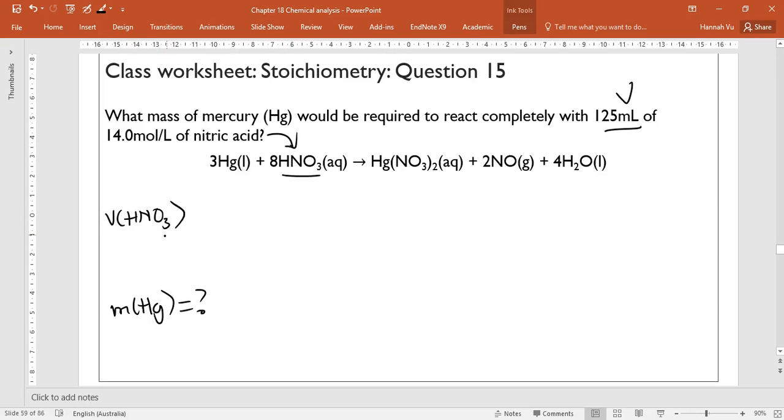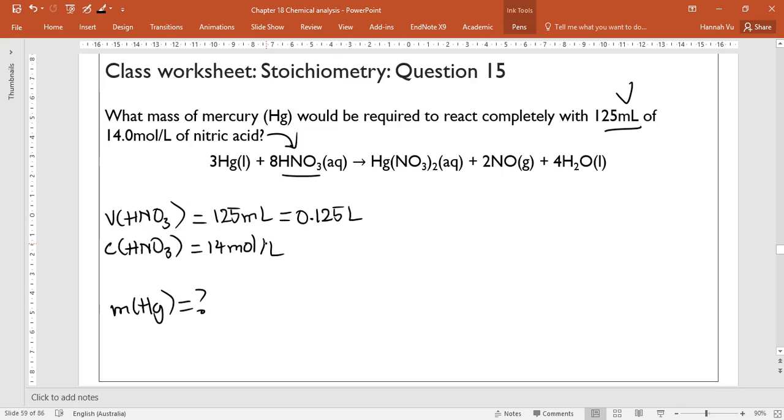HNO3. You can tell because there are only two reactants. One of them is mercury, so the other must be nitric acid. The science of deduction. And the concentration of HNO3 is 14 mole per liter. I'm going to go ahead and convert this to liter because of the unit of the concentration.